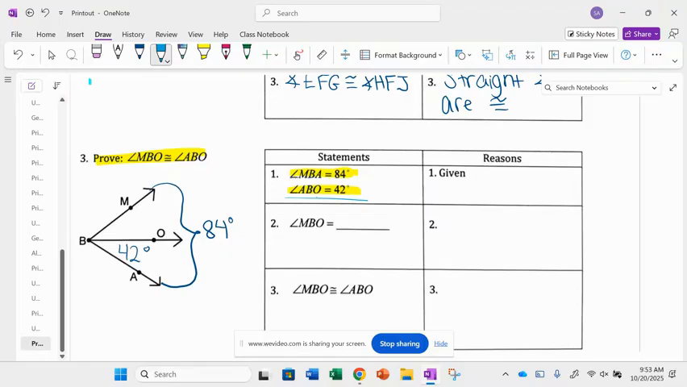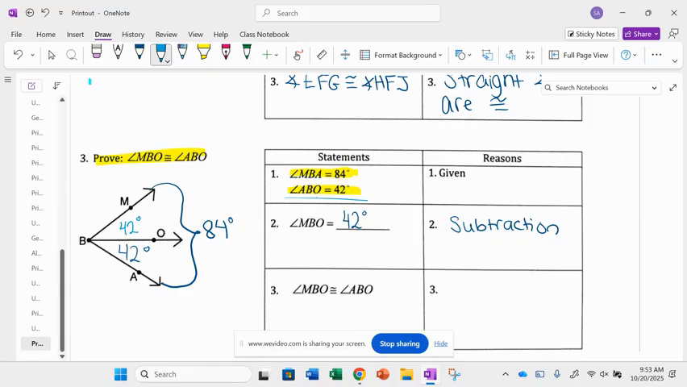Okay, and then statement 2 says angle MBO equals. Well, did it say anywhere what MBO equals? No, but can we figure out what angle MBO equals? Yeah. Good. MBO equals 42. How did you get that? Subtraction. So we're just going to write one word, subtraction. Didn't we take 84 and subtract 42 from it? That's how we got it. So I'm going to label my diagram that MBO is 42.